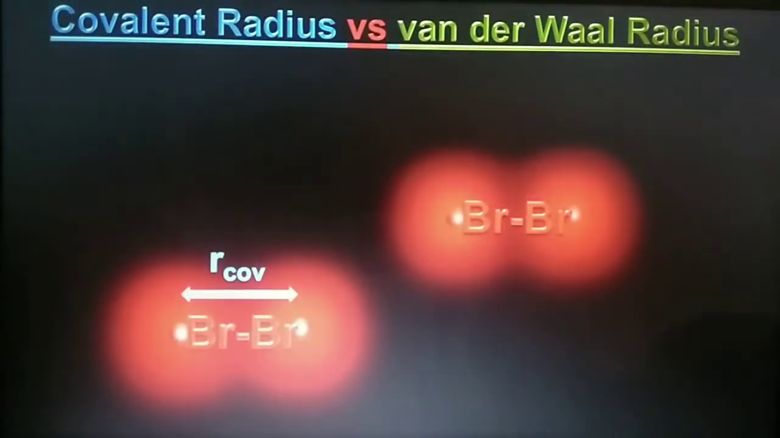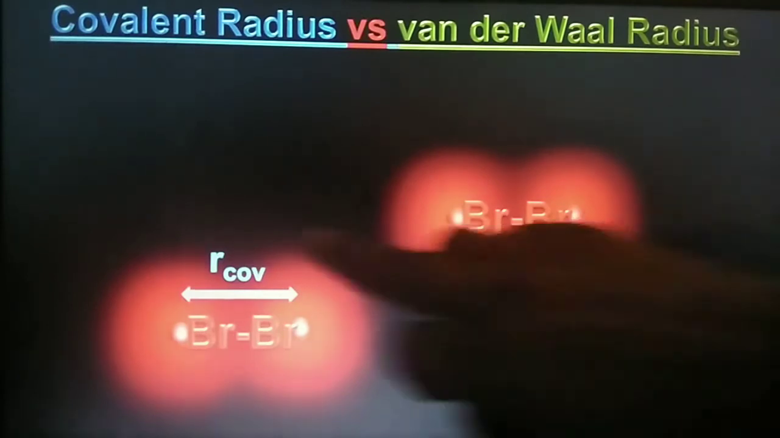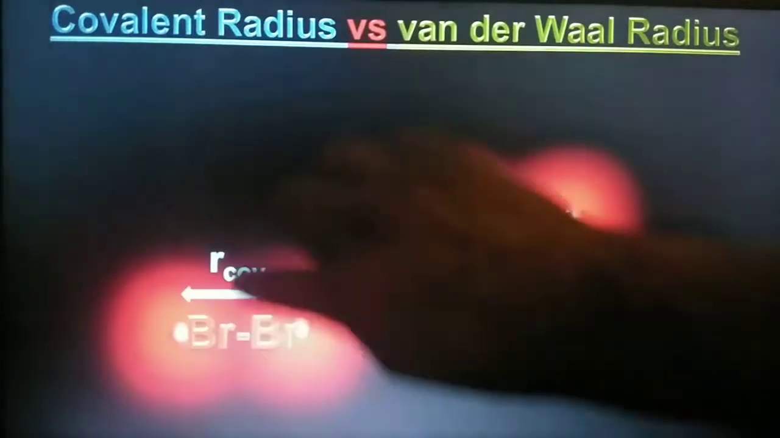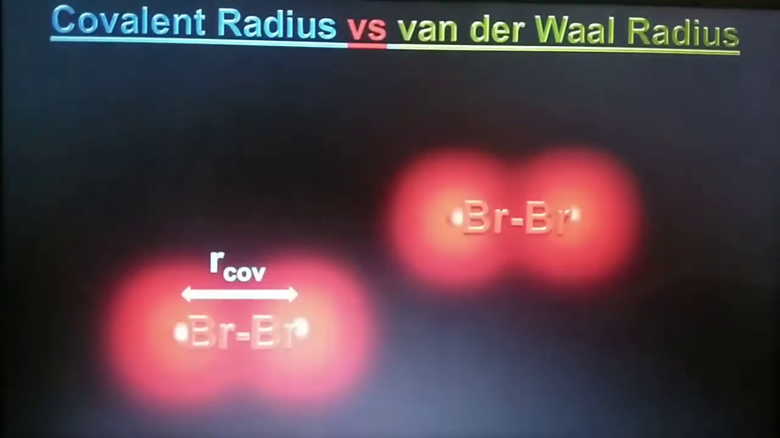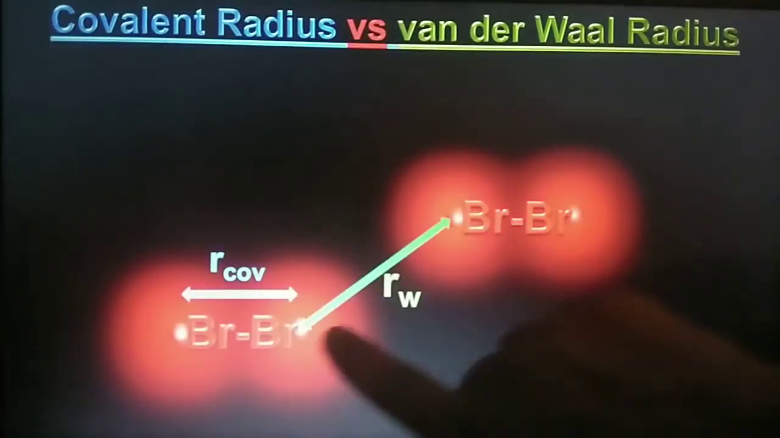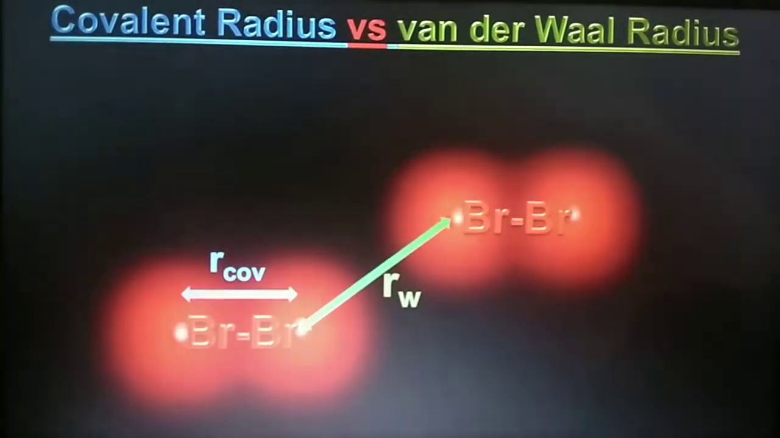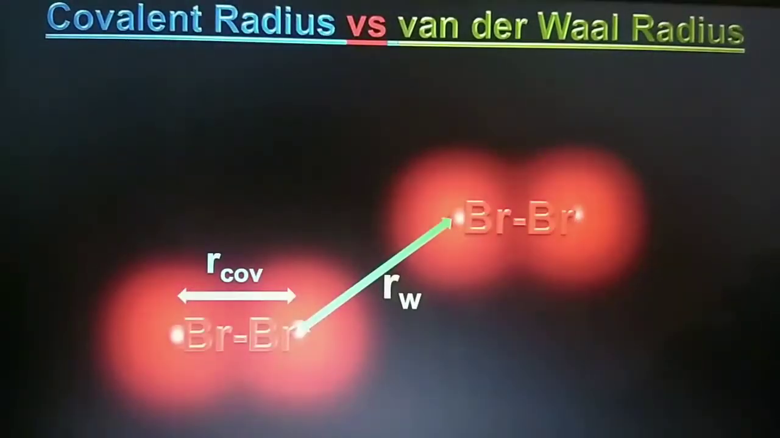And therefore we can define it very clearly that this is the covalent bond length, and this half will be the covalent radius, and this is the van der Waals bond length, and half of this, this much distance, will be the van der Waals radius. So it is very simple to understand that the van der Waals radius will always be larger than the covalent radius. Okay.